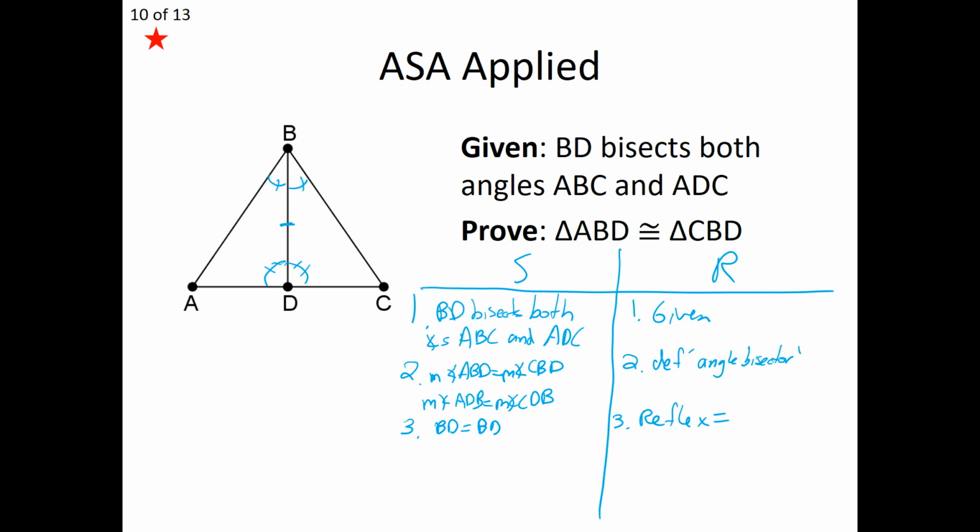Not just that, but the equal pair of included sides, which thus means we can claim triangle ABD to be congruent to triangle CBD by angle side angle congruence. So a simple proof actually applying our new congruence shortcut, angle side angle.